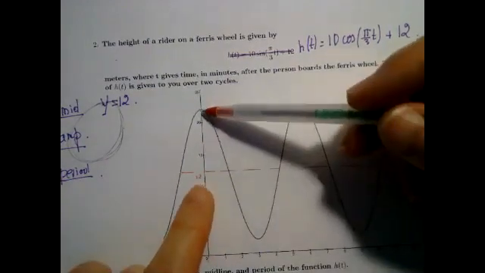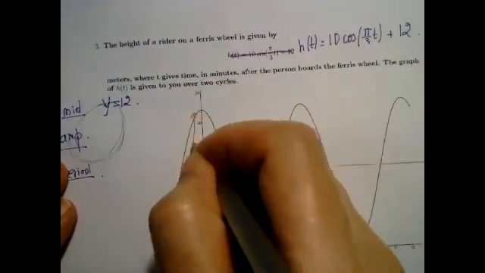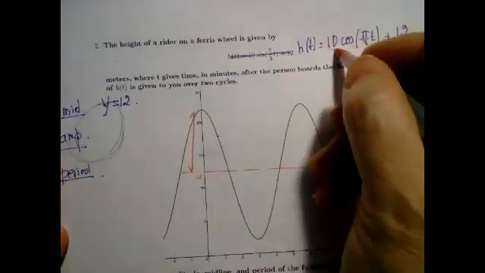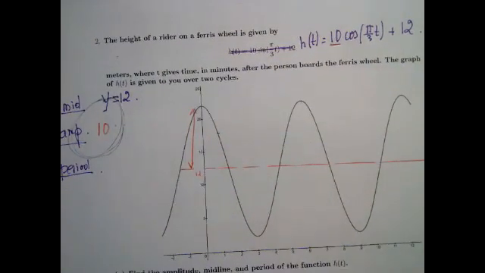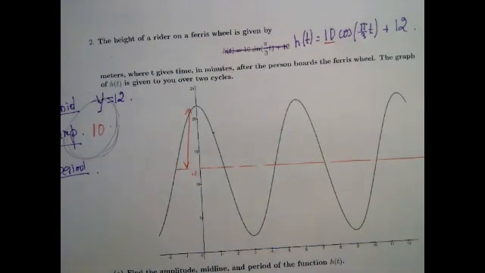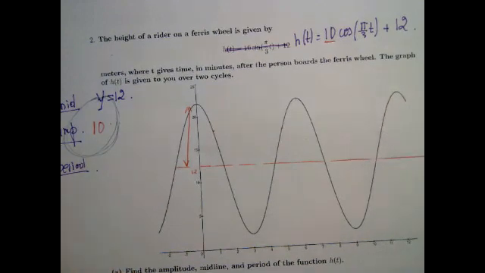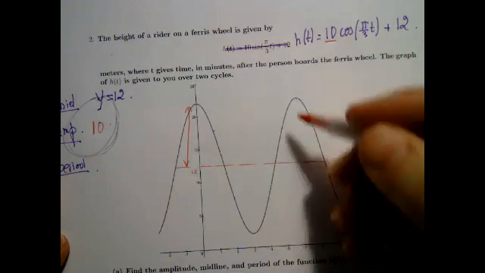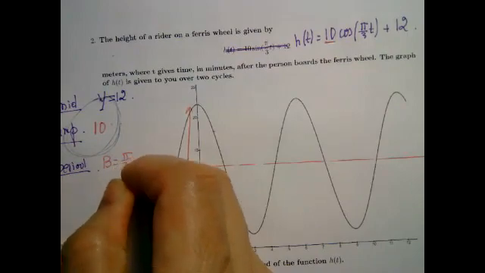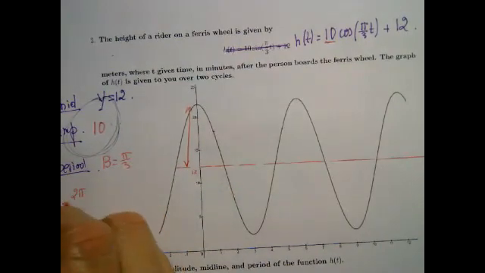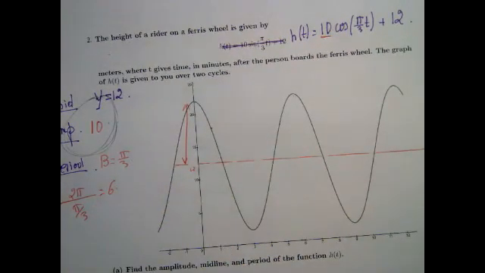The amplitude is the distance between the midline and the highest point. So that's the amplitude from here to here. And the amplitude in this problem is the value 10. And what's the period? It means how long it takes for the graph to complete a cycle. 6, absolutely correct. So the graph showed me 6. If I use the formula, the b is pi over 3, so the period is 2 pi over pi over 3, which is equal to 6. So the period is 6.